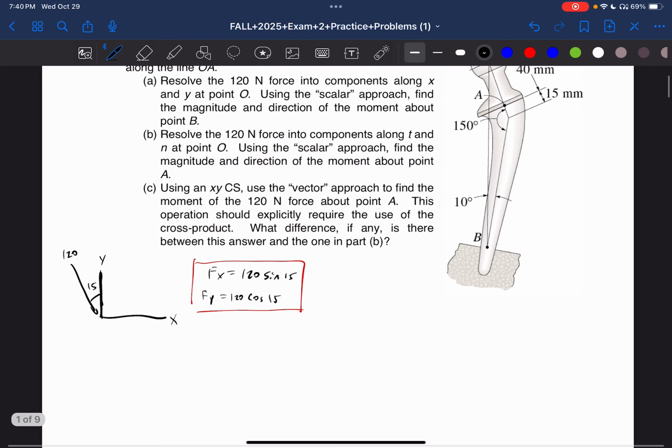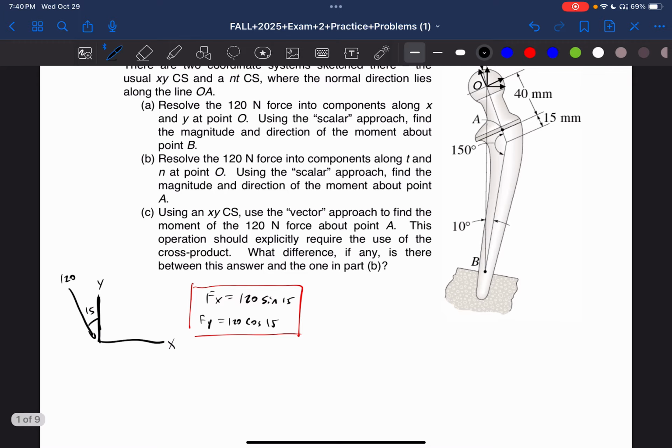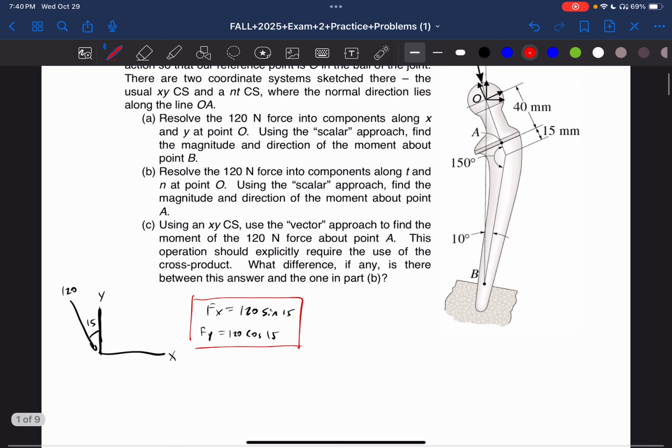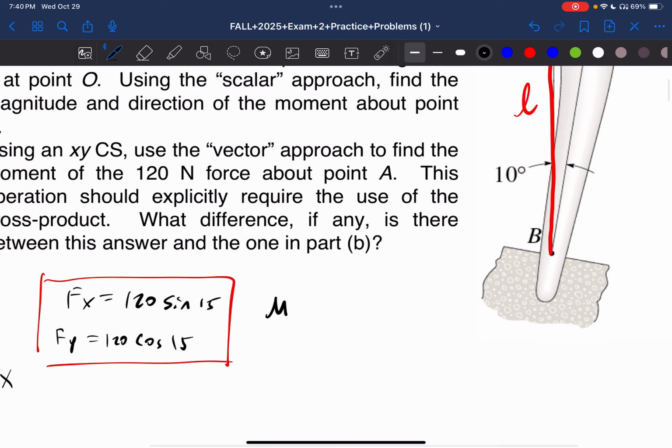Now, using the scalar approach, find the magnitude and direction of the moment about point B. Okay, so using the scalar approach, we need a distance, the moment arm, which is, let's call L, times the force perpendicular, which is this x component right here, which we already have. So let's write moment at B is going to be equal to L, the moment arm, times the force perpendicular, which is Fx.